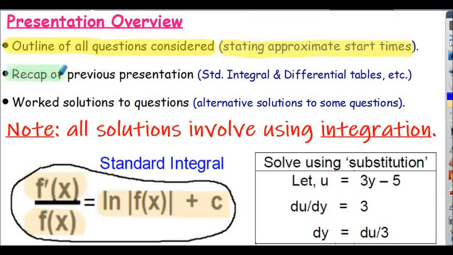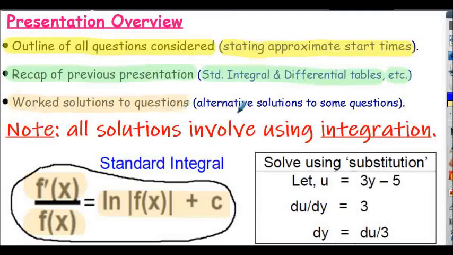Then we do have a brief recap of the previous presentation. This is essentially extracts from the previous presentation. We state standard integral tables, standard differential tables, the laws of logs, the laws and the rules of indices, etc. And there is a worked example again extracted from the previous presentation. Then we have the essence of the presentation, which is the worked solutions to all the questions.